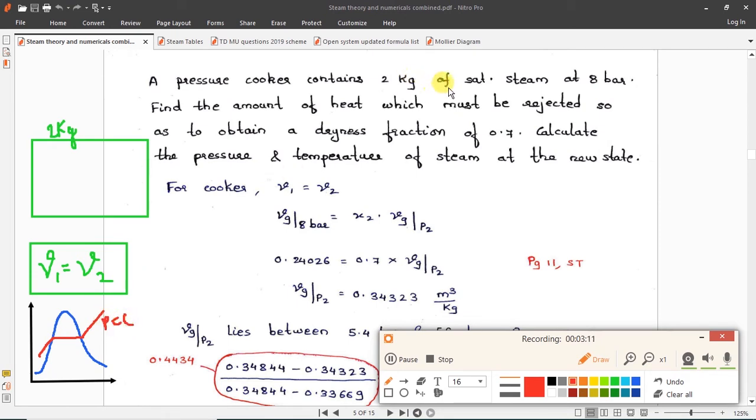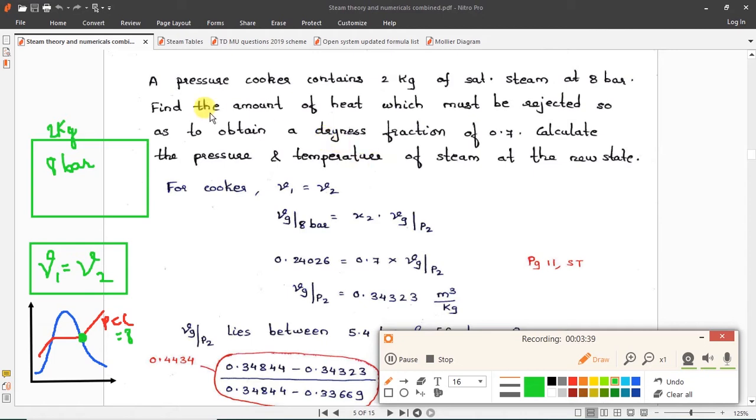Now, what is given? The pressure cooker contains 2 kg of saturated steam. Saturated means the point will be over here. This will be the point. Saturated steam at 8 bar. So this constant pressure is how much pressure? 8 bar. So inside the cooker, the pressure maintained is 8 bar. This is for point number 1.